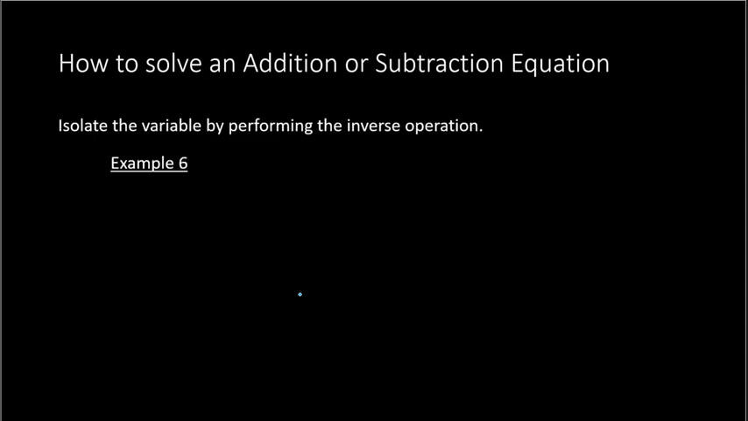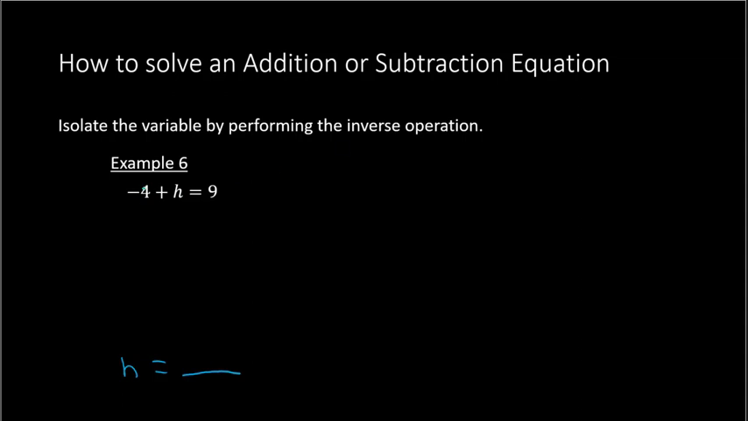Another example, we have negative 4 plus h equals 9. So for this one, again, we want to get h, the variable, by itself. We want to isolate it to get h equals something. Now to do that, we want to get rid of this minus 4, or negative 4. So we need to do the inverse operation. This one, you can think of the minus 4 as subtraction of 4.